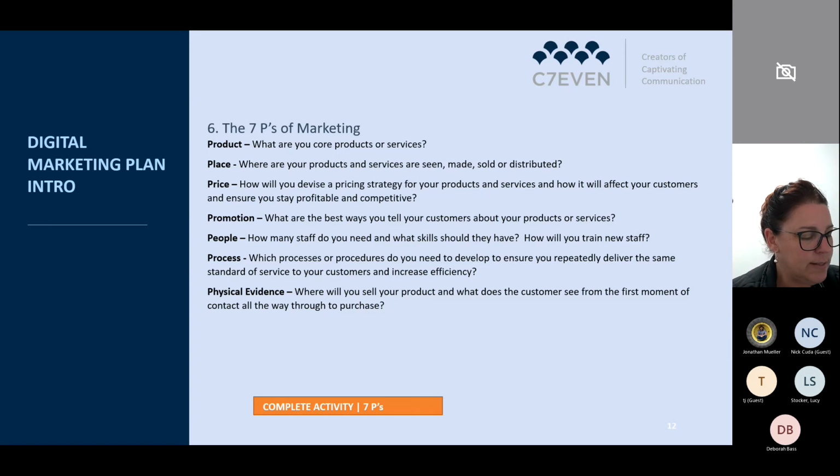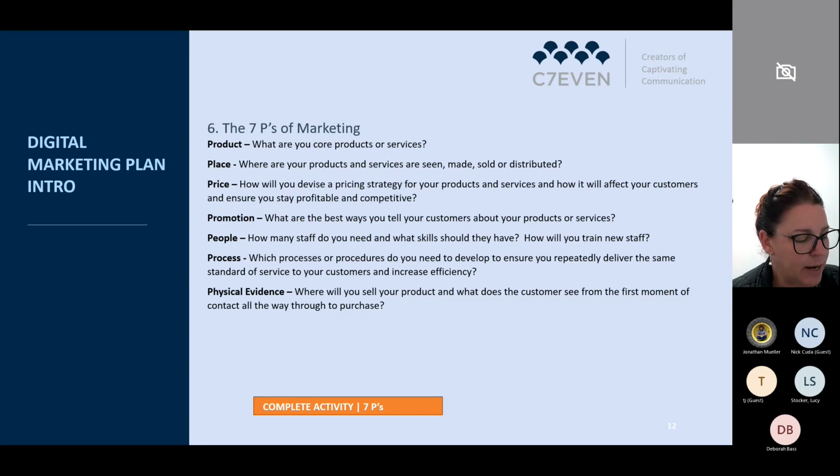Promotion. So what do you see are the best ways for you to tell your customers about your products or services? So what are the best ways to reach them? Where are they absorbing information or looking for your product or service?